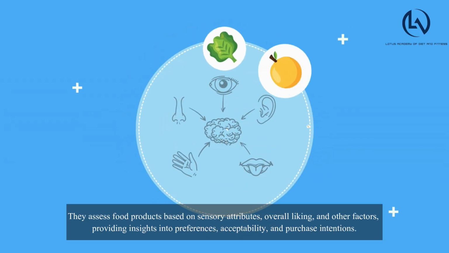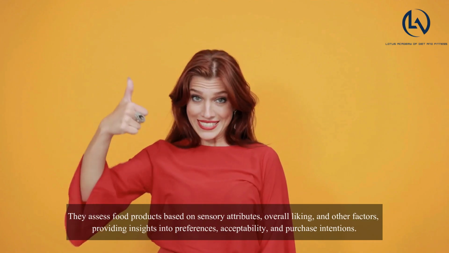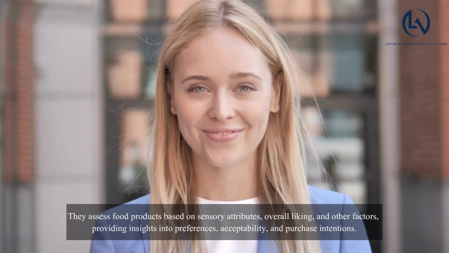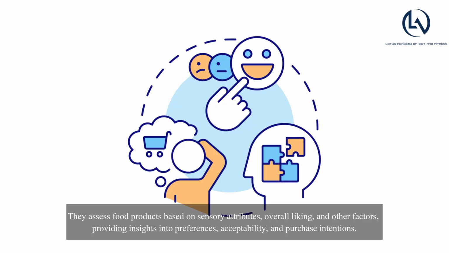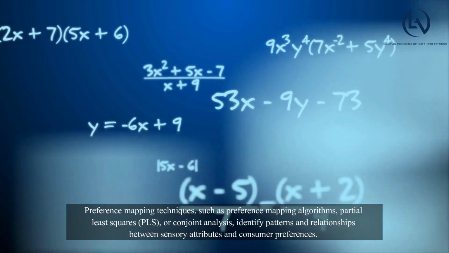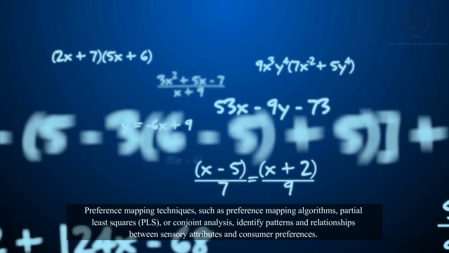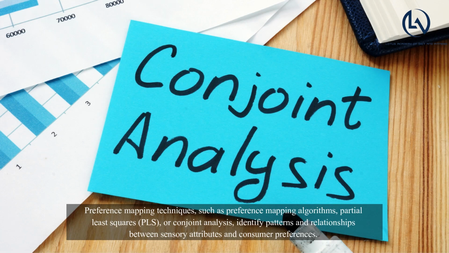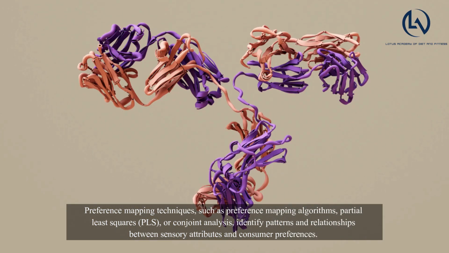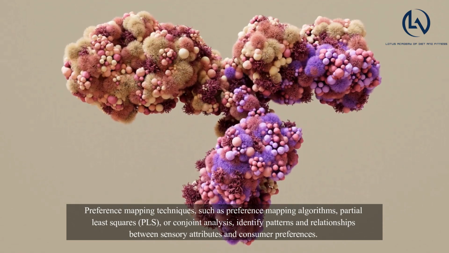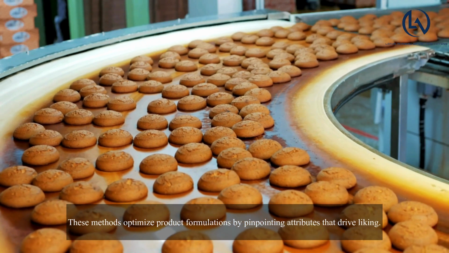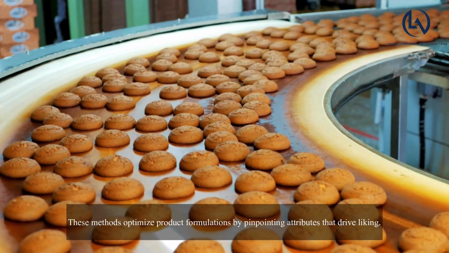They assess food products based on sensory attributes, overall liking, and other factors, providing insights into preferences, acceptability, and purchase intentions. Preference mapping. Preference mapping techniques, such as preference mapping algorithms, partial least squares, PLS, or conjoint analysis, identify patterns and relationships between sensory attributes and consumer preferences. These methods optimize product formulations by pinpointing attributes that drive liking.